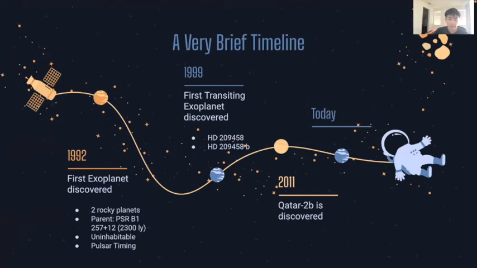Then, in 1999, the first transiting exoplanet, HD 209458b, was discovered on the star HD 209458. This was the first use of the transit method for exoplanet discovery, and the system is 159 light years away. In 2011, Qatar-2b, our target for this project, was discovered. And today, our group tries to find an exoplanet with the TMO telescope. More generally, the astronomy field is moving towards an interest in characterizing the discovered exoplanets and assessing their habitability.